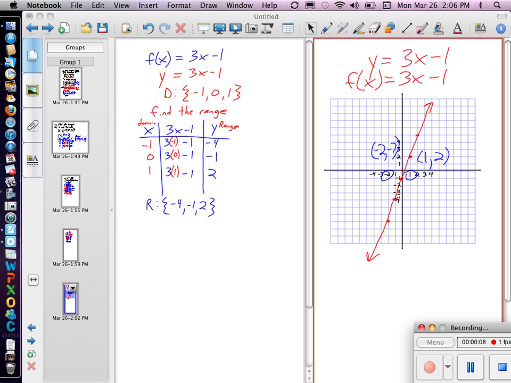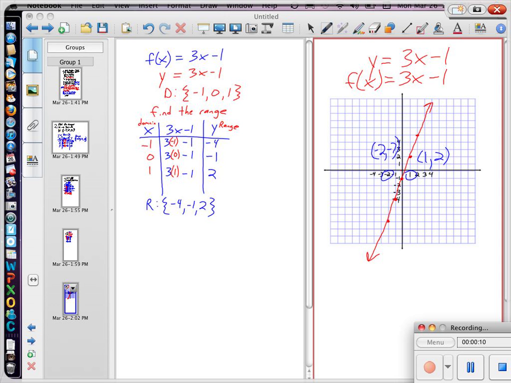So this function notation, f of x equals 3x minus 1, really means the value of y, or the value of the function. The value of f at 1 is 2, so that's where you get the point 1 comma 2. Or the value of y at negative 2 is negative 7, so negative 2 comma negative 7.